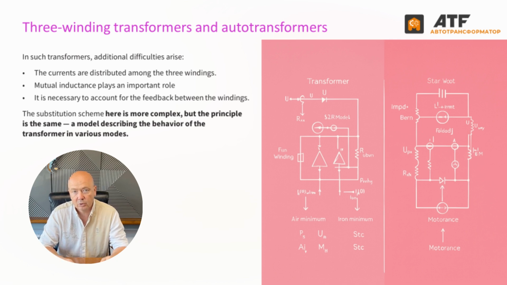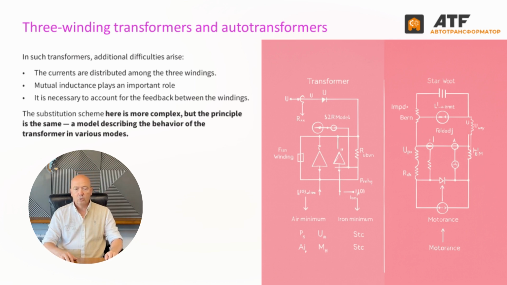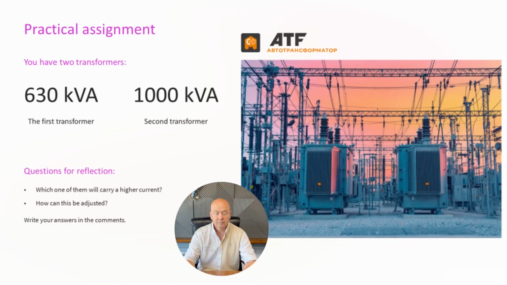Three-winding transformers and autotransformers. These devices are more complex. Load currents are distributed among three windings. Mutual inductance between windings becomes a key factor. Backward and cross-coupling effects must be considered. The equivalent circuit becomes more detailed, but the basic principles remain. Impedance defines current paths. Each winding affects the others.